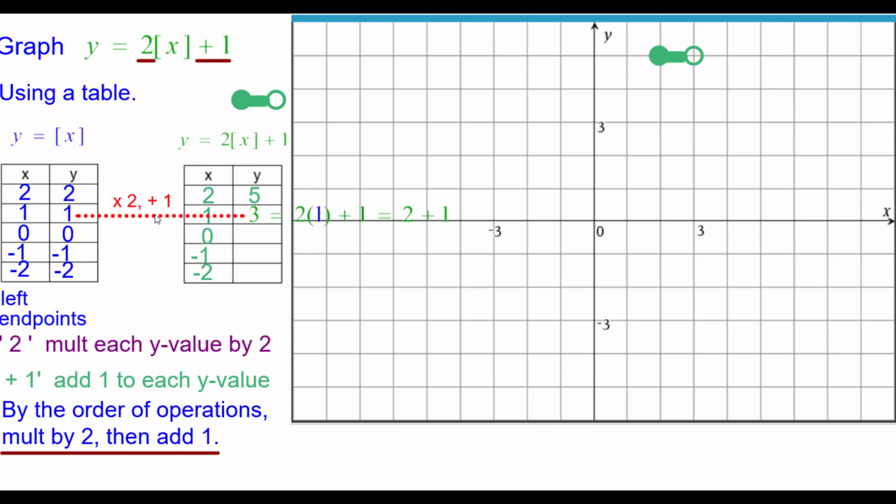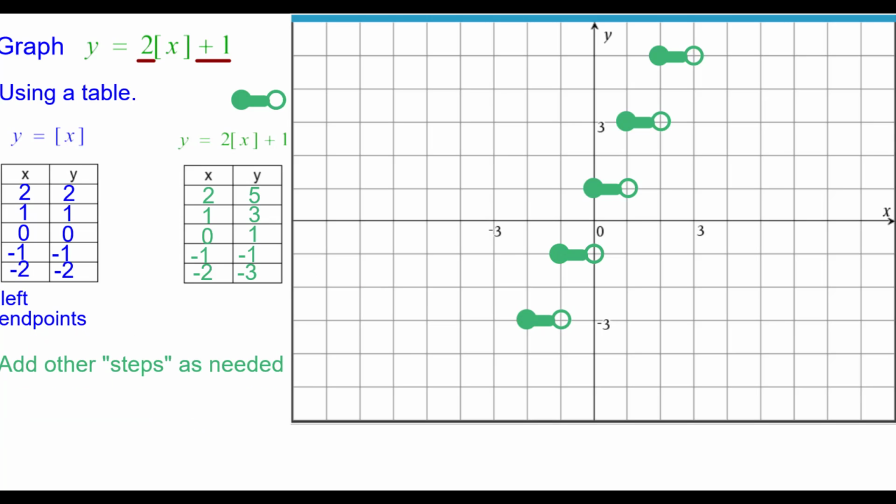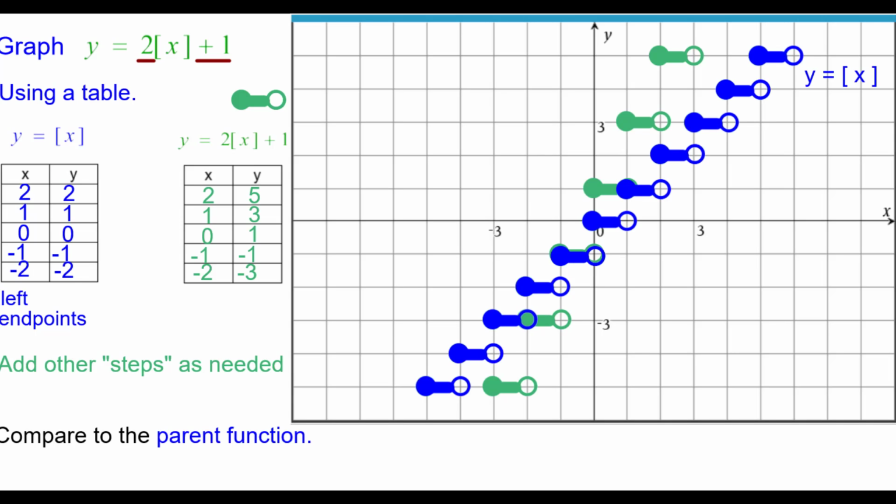Right, 1 times 2 is 2 plus 1 is 3, so 1, 3. 0 times 2 plus 1 is 1, 0, 1. And finishing out the steps. If we need to add any other steps, finishing the pattern, we could do so. Comparing it to the parent function, there's y equals the greatest integer of x in blue.